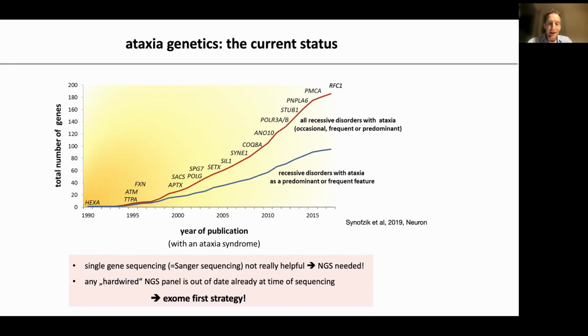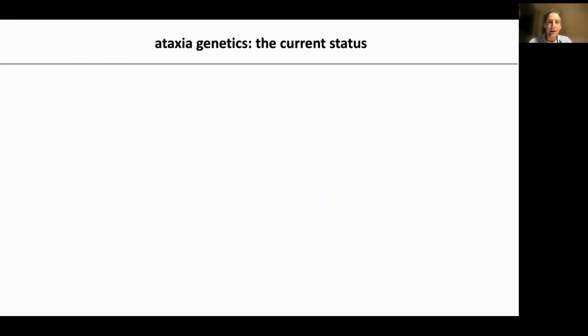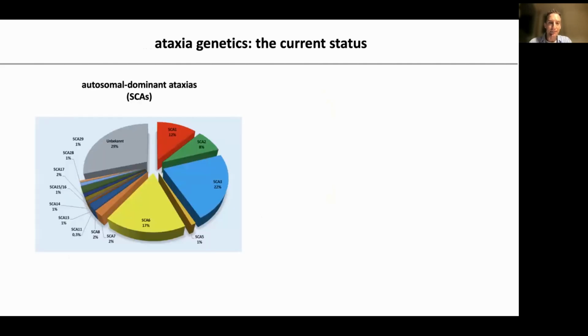So this is, I think, the first diagnostic take home, which is that sooner or later we get to an exome first strategy in diagnostics. And we will tell you what exome means and why exome first might be a good way to go. But what's the current status in ataxia genetics? Where are we at currently? Before coming to the next generation sequencing.